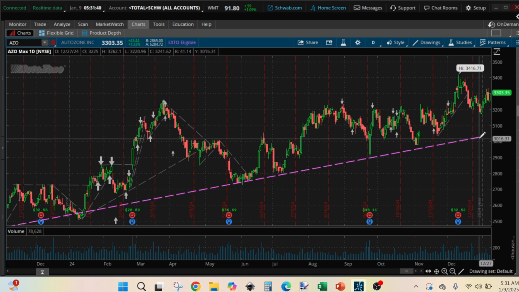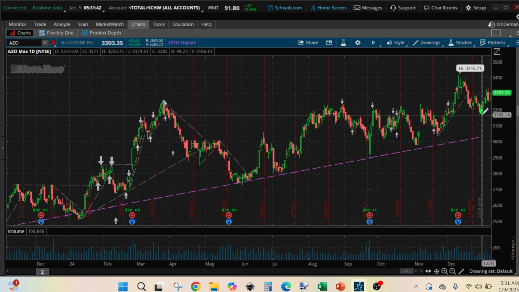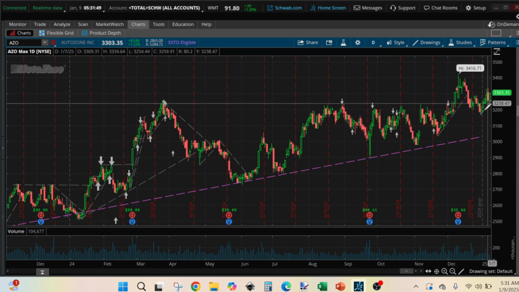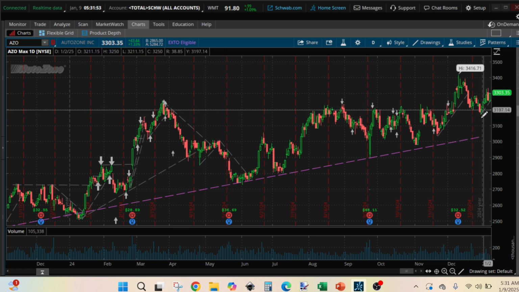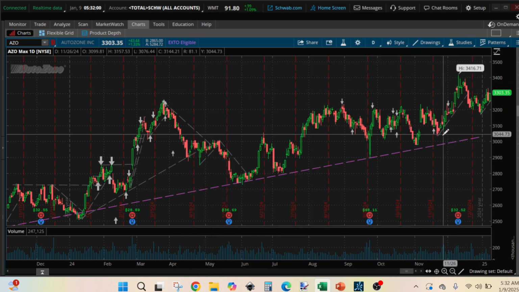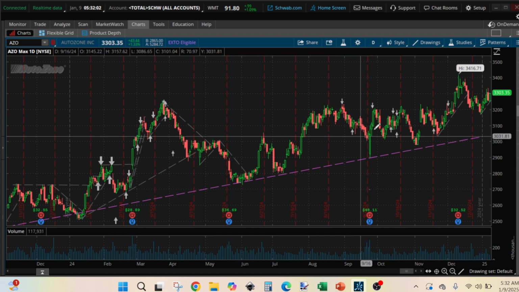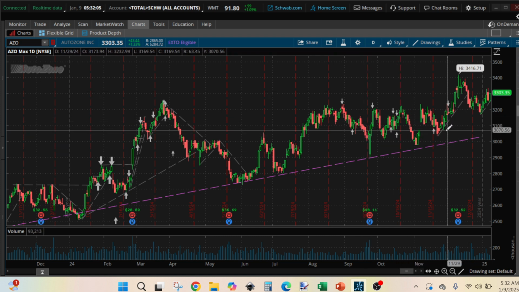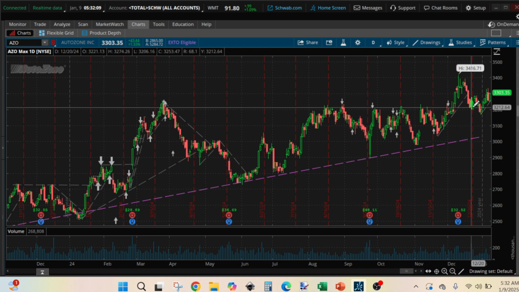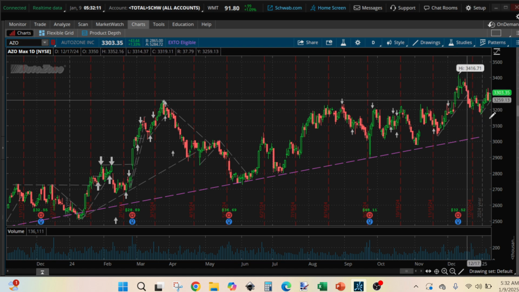AZO is far from our trend line, so a new trend line started somewhere here. This low is higher than this low, therefore we have an uptrend line there. But this one ended when this trend line, short, you see, we purchased them along short trend lines during 2024. This trend line ended when the low is lower than the previous one.